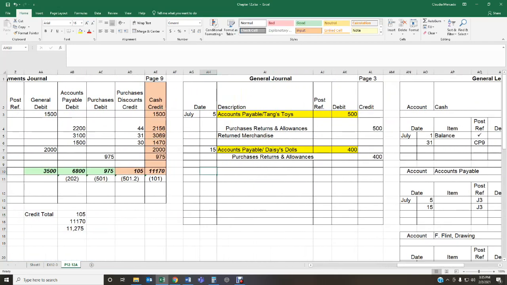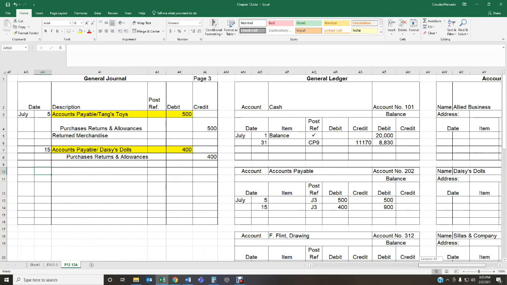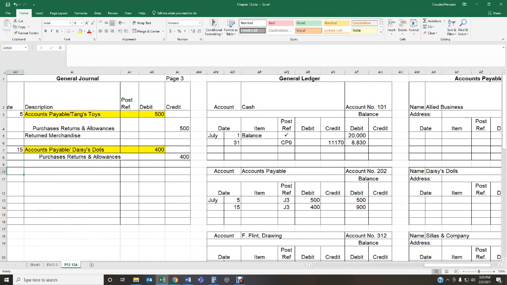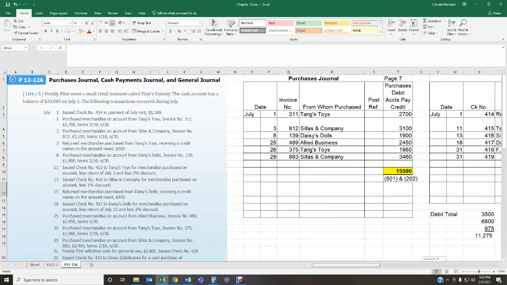This is happening on, where is my journal? Accounts payable. So this is happening as of the 31st. This is coming from P7, purchases journal, page 7.